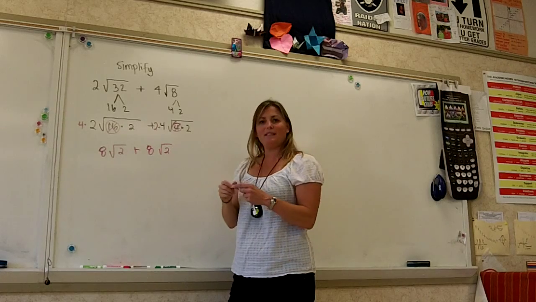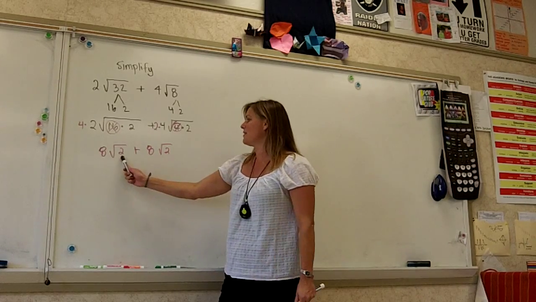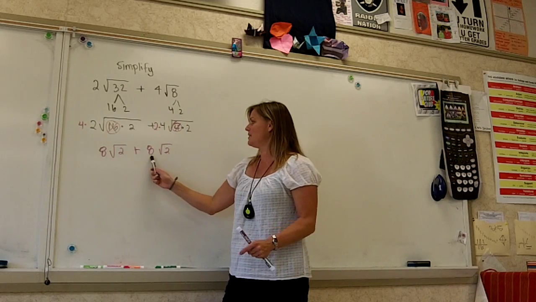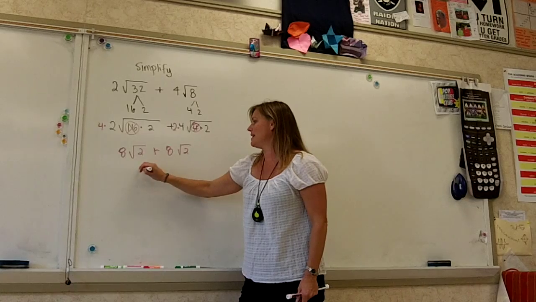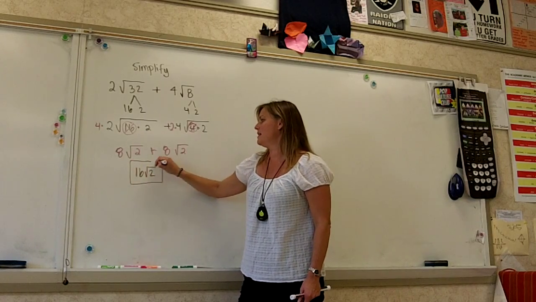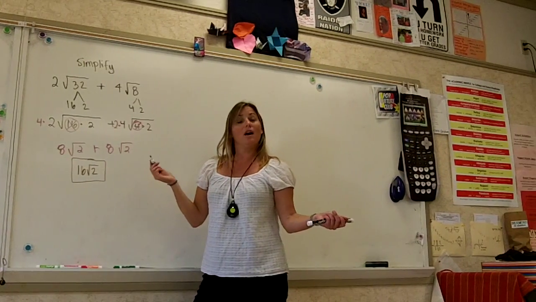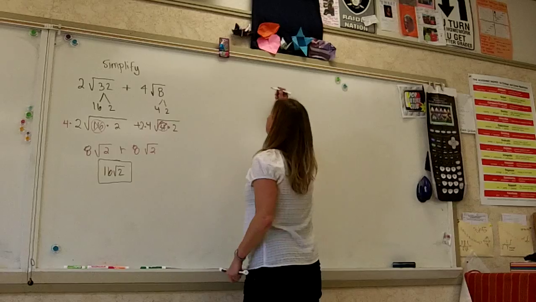And then after you have it simplified, you're like, oh, that's great. It works out perfectly because now the roots on the inside are the same, so just add the numbers together on the outside. So you get 8 plus 8 is 16 times the square root of 2. Ta-da! Oh, what? You want another example? Okay, great. Let's try another example.